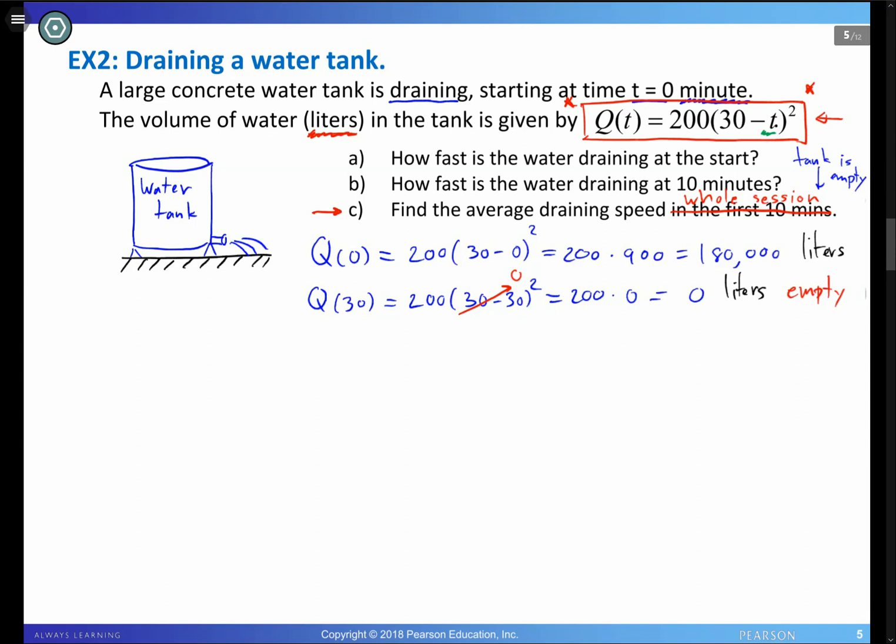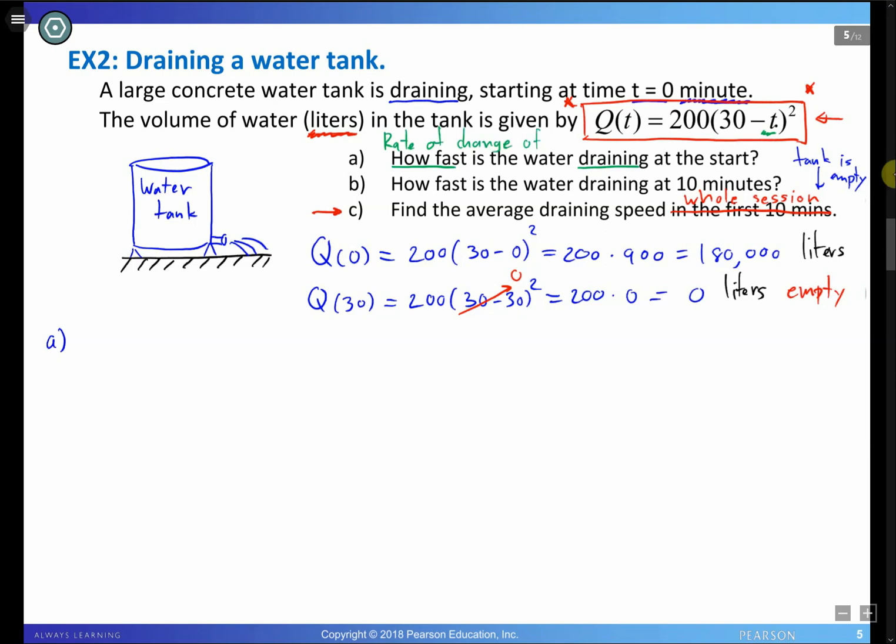Now let's work on part A. Let's see what they ask for. They want to know how fast the water is draining at the start. So let's check some keywords here: how fast the water is draining. Basically, they want to know the rate of change of the amount of water at the start. Talking about this rate of change, that is how fast, of the amount of water, and that is Q of t.